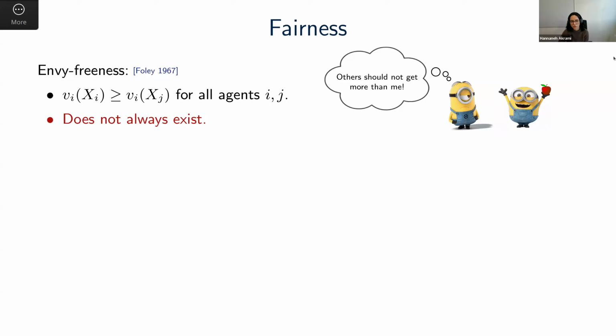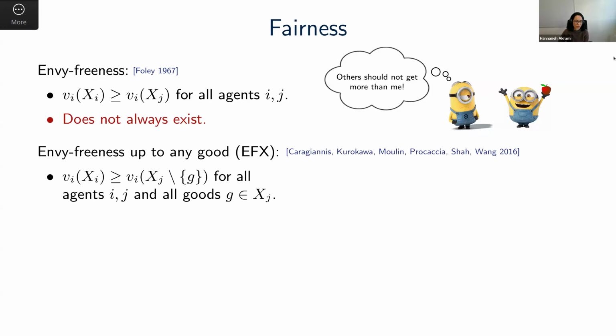Simplest counterexample: two agents, one item that they both positively like. Therefore, we study relaxations of this notion. The most prominent relaxation of envy-freeness would be envy-freeness up to any good, or EFX. Under EFX, an envy from, let's say, agent I to agent J is allowed, but any such envy must be eliminated upon the removal of any good from the envied bundle.